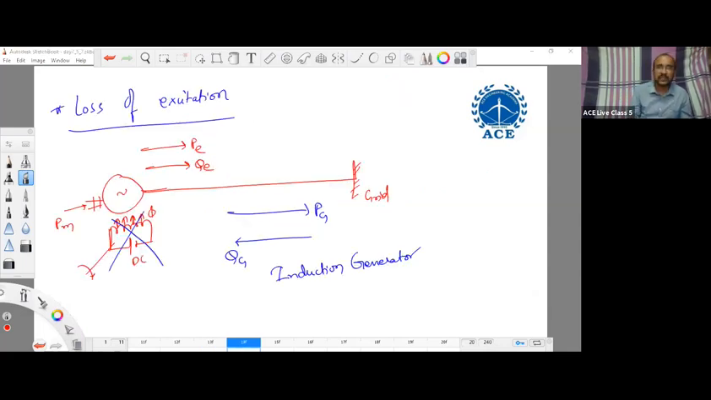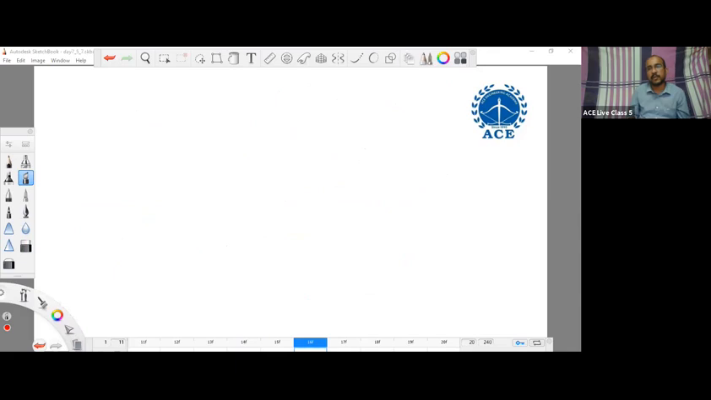Loss of excitation. How do you sense the loss of excitation? By using which relay? Offset mho relay. So the alternator behaves as what? An induction generator, whenever loss of excitation takes place. So this is about protection of the alternator from abnormal conditions.